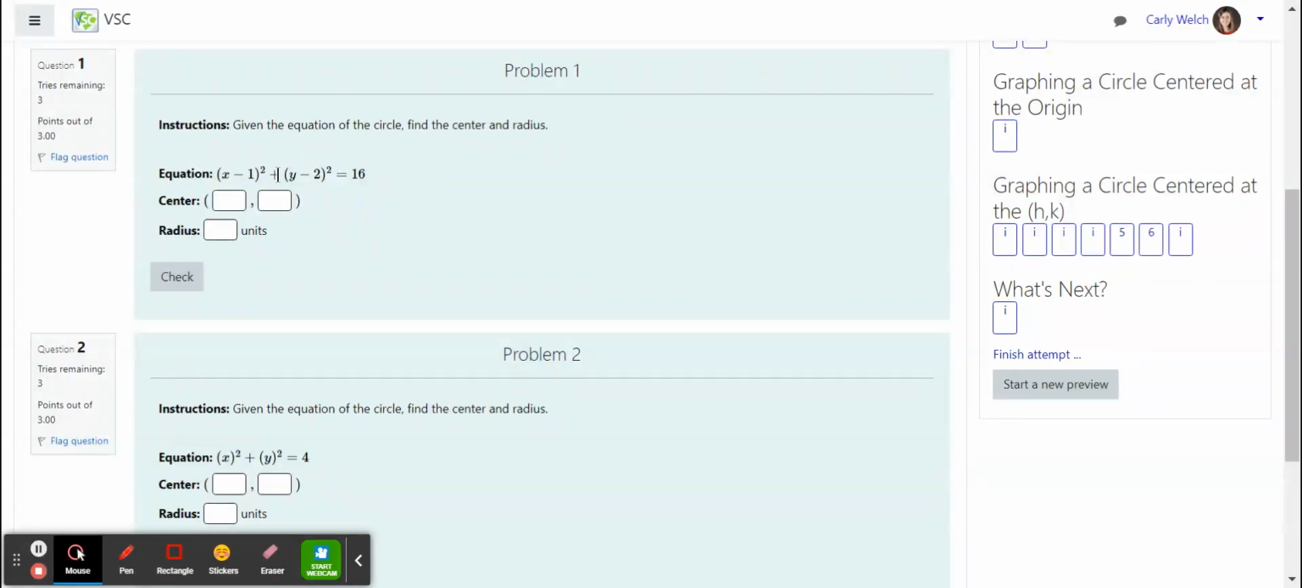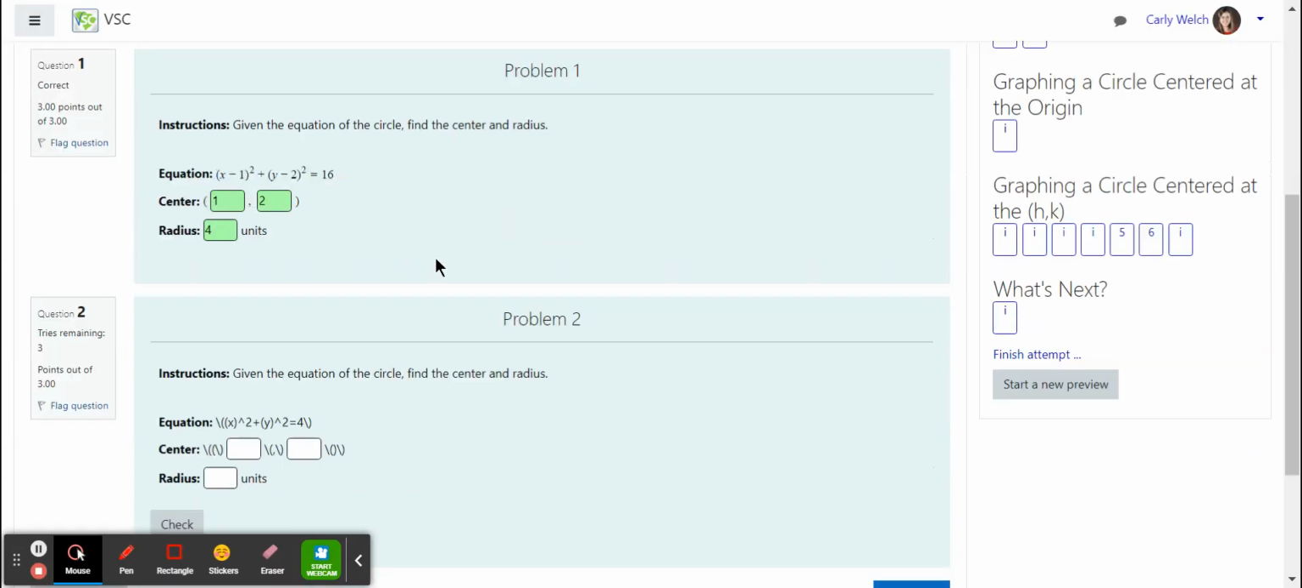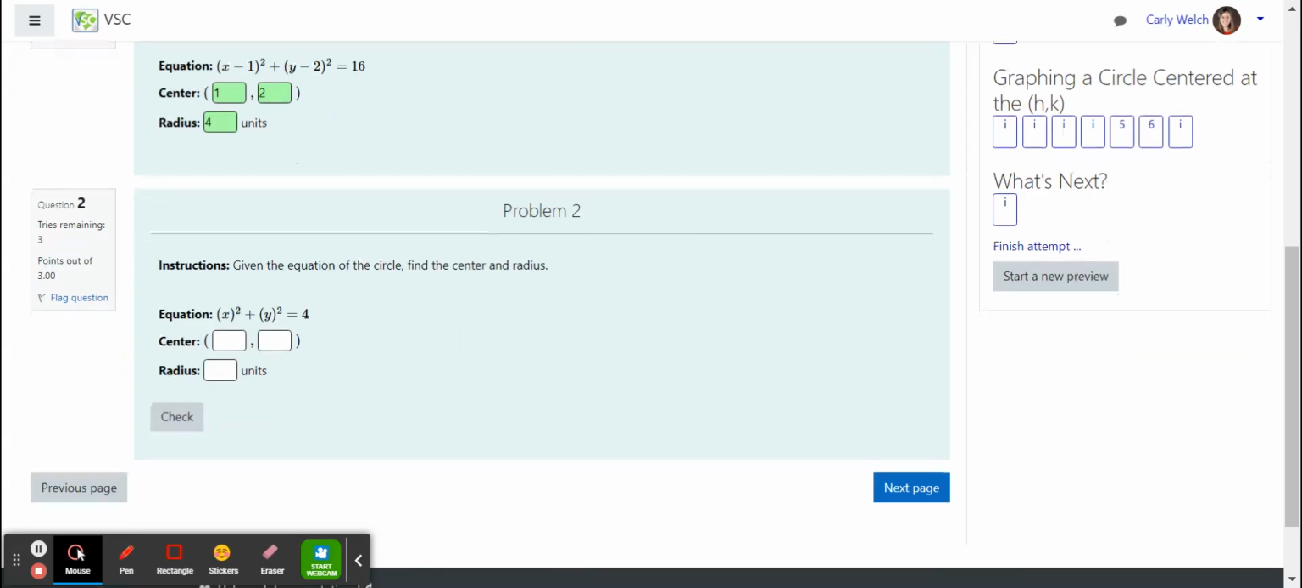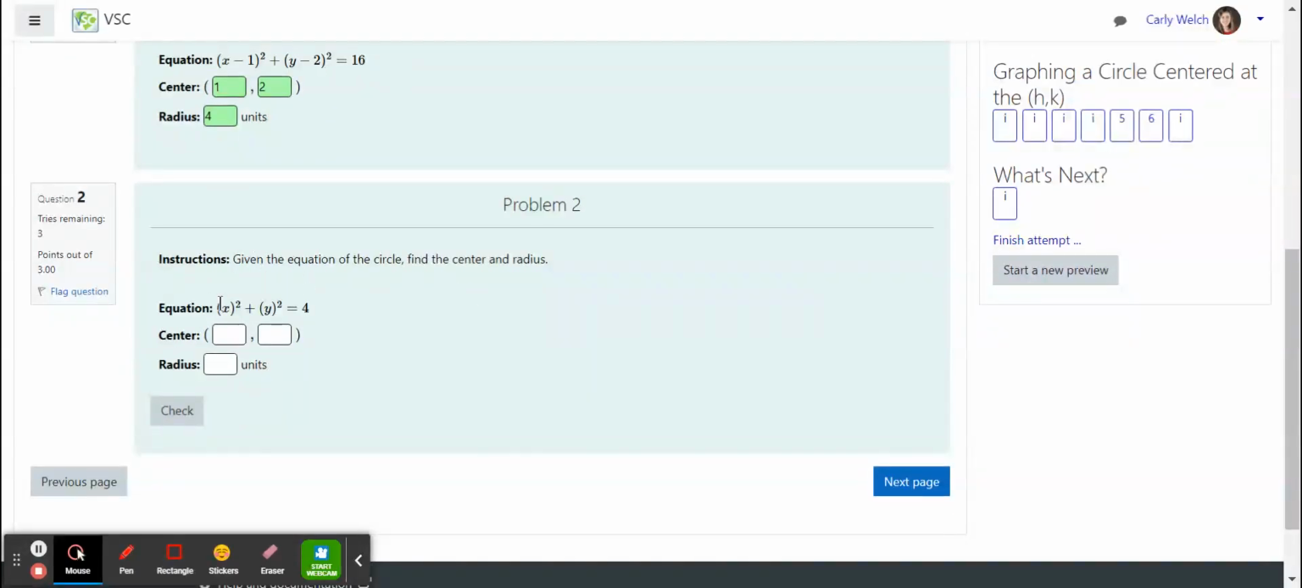So if the equation of my circle is (x minus 1), then the center is going to be a positive 1. Because remember, the minus came from the standard equation. So minus 2 becomes positive 2, and then this is r squared. So we will actually take the square root of this number. So the square root of 16 is 4. All right, so given this equation of a circle, find the center and radius. There is no plus or minus, so that's just going to be 0. And the square root of 4 is 2.